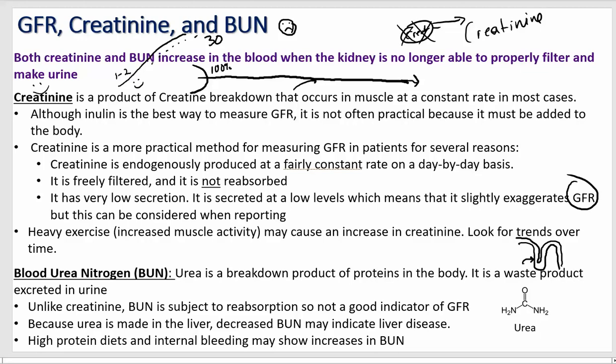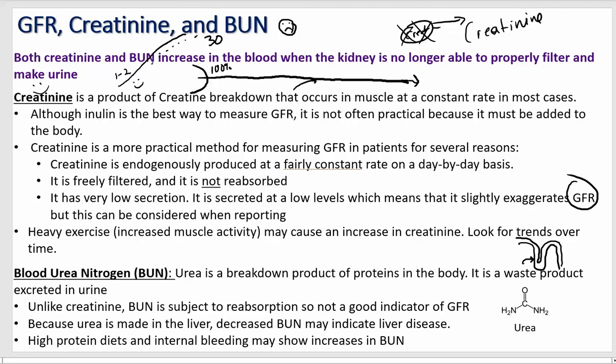Because urea is made in the liver, that's something else: the enzymatic breakdown of proteins happens in the liver, and that's where urea is actually produced. And so if you have lower urea in the body, that can indicate liver disease. High urea in the body indicates that there's something wrong with the kidneys.